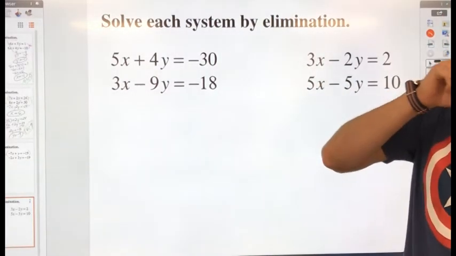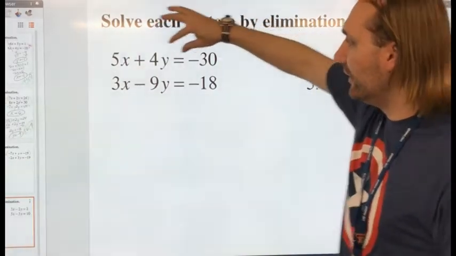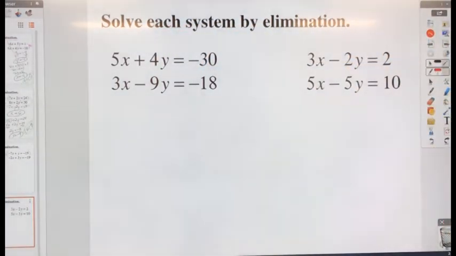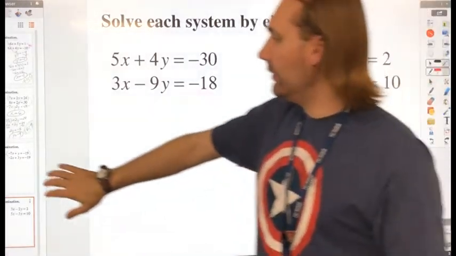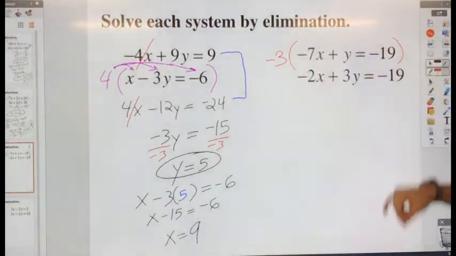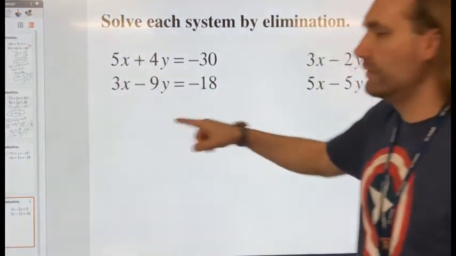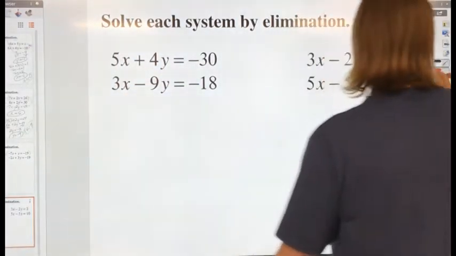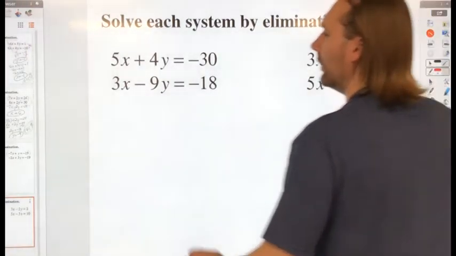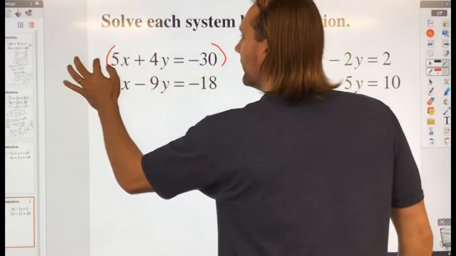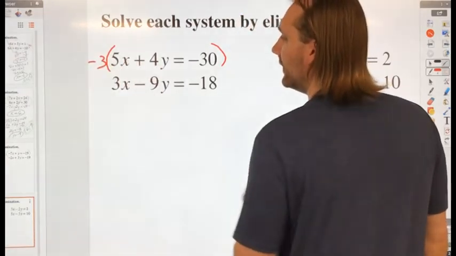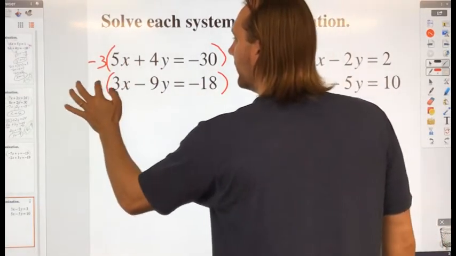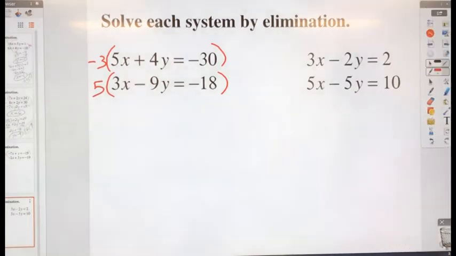All right. Let's look at the next set of problems, a little bit more difficult. 5x plus 4y equals negative 30. 3x minus 9y equals negative 18. What would be a good strategy here? Sometimes you may not just have to multiply just one equation. Sometimes you may have to multiply both of them. So multiply the top one by negative 3 and multiply the bottom one by 5. If I multiply this top by a negative 3, that's going to give me a negative 15x. And multiply this bottom by a positive 5, that's going to give me a positive 15x, which will cancel.